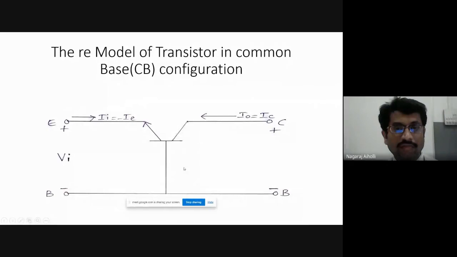So the sum of base current and collector current is the emitter current: IE is equal to IB plus IC. Therefore, as the direction of the emitter current is away from the transistor, it is taken as minus. Therefore, the input current II is minus IE, because the emitter current is away from the transistor. Then the collector current is moving into the transistor, therefore Io is equal to plus IC. This is how we differentiate between the directions of the emitter current, base current, and collector current.